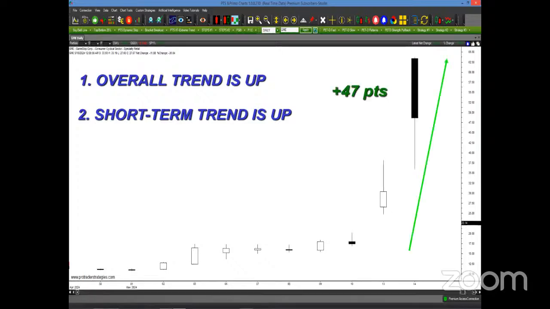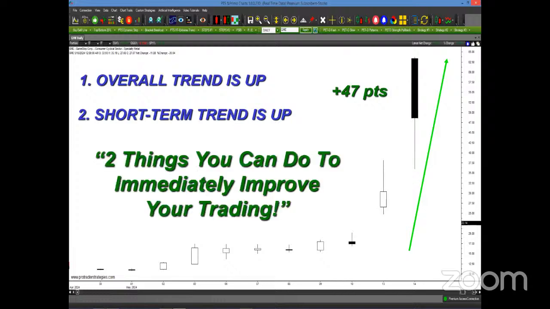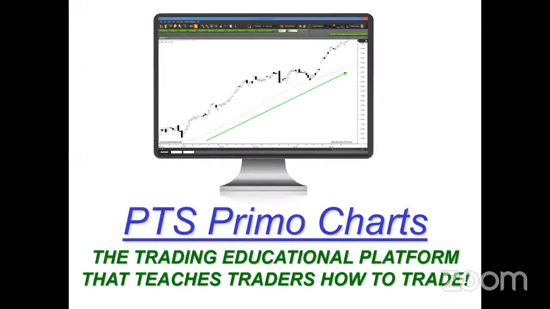And then we all know what happened. In the following days, the market shot up 47 points from a roughly $15, $20 stock all the way up to in the 60s. Now that went off some announcement that someone made over the internet, but you would have known this in advance. So this is what we're going to be sharing with you and teaching you today and revealing these two things that you can do to immediately improve your trading. And remember, they are extremely, extremely simple. And we make it even more simple by having them one click away on the PTS Primo charting platform. This is the educational platform I developed with ProTrader strategies that actually teaches traders how to trade.